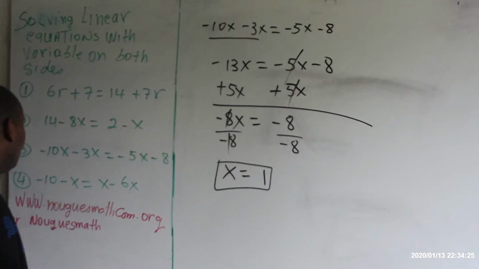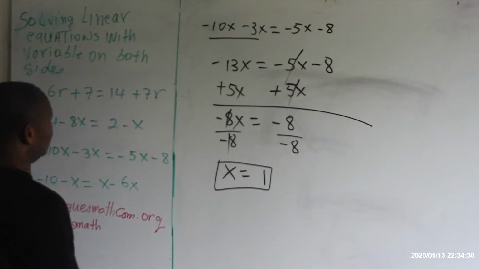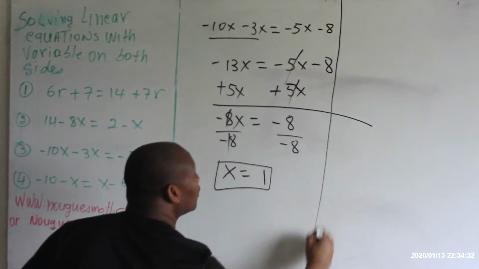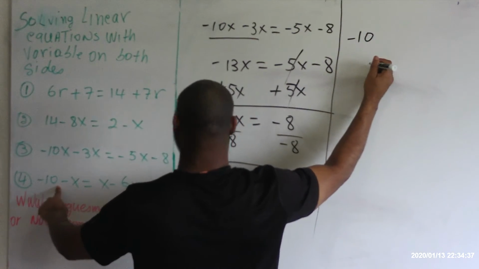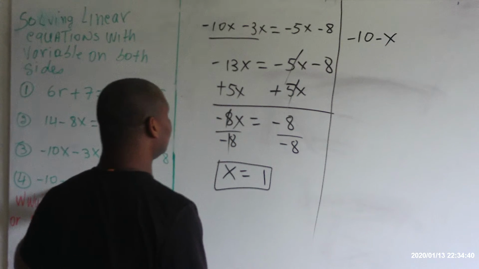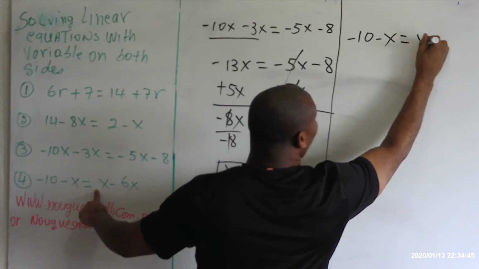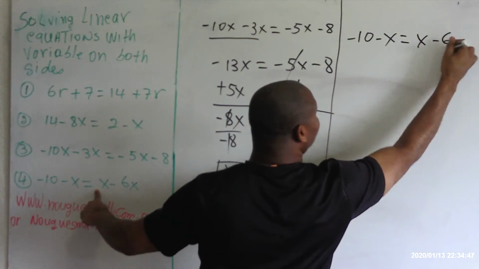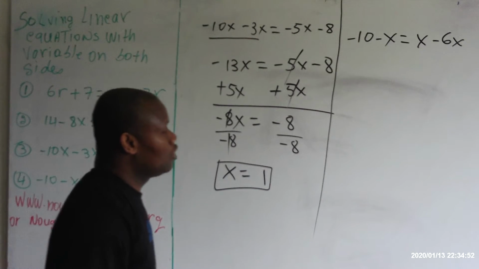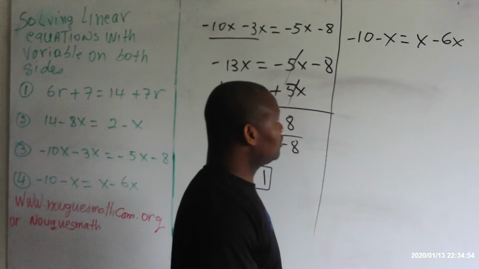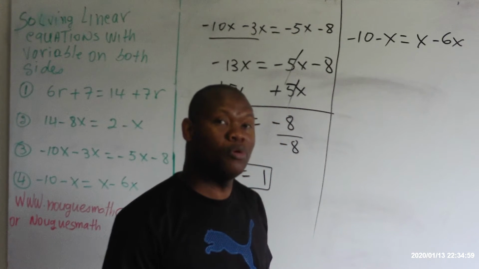So the last one, the last equation is going to be negative 10x, negative 10, negative 10, negative x equal negative x, negative 6x. Alright, it's another long equation. Do not panic because you know the method how to solve linear equation when you have variables on both sides.